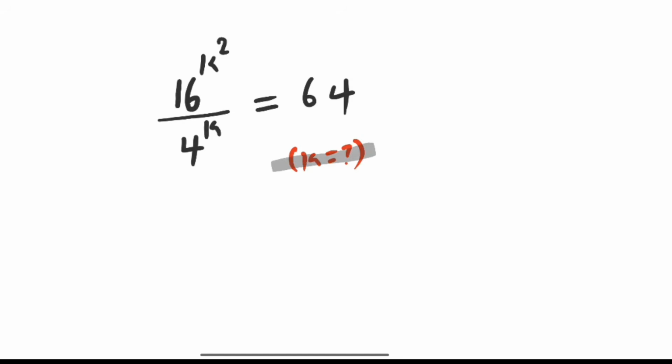How to solve for k in this equation: 16 raised to power k square over 4 raised to power k is equal to 64.